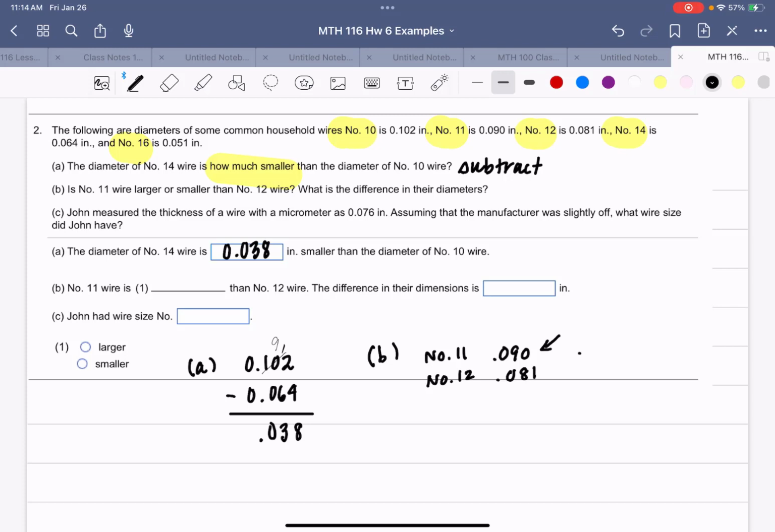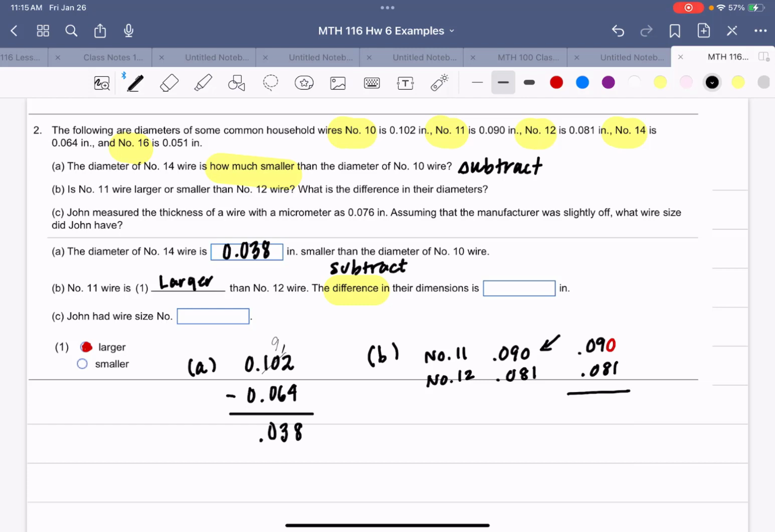Now even if they had left that 0 off, because we don't have to have the 0 at the end, it's still larger because we would have to get a common denominator. The way we get a common denominator with decimals is just make sure they have the same number of decimal places after the decimal point. So 90 is bigger than 81, so number 11 is larger than number 12. And the difference, again, this word difference is what tells us we need to subtract.